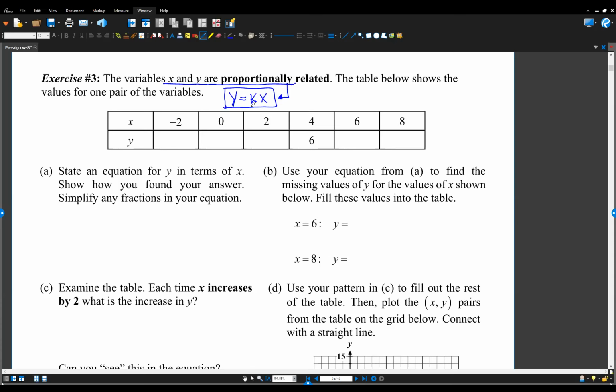How can you find the value of k? We already got 2 points over here. How can you find the k? K always equals what? Y divided by x, isn't it? That is the value of k. You can choose only 1 point, that's enough. All the other points give us the same number.